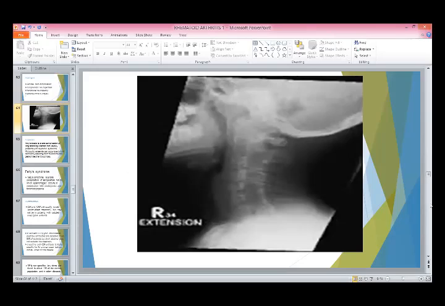This is an X-ray showing the cervical vertebrae involvement.